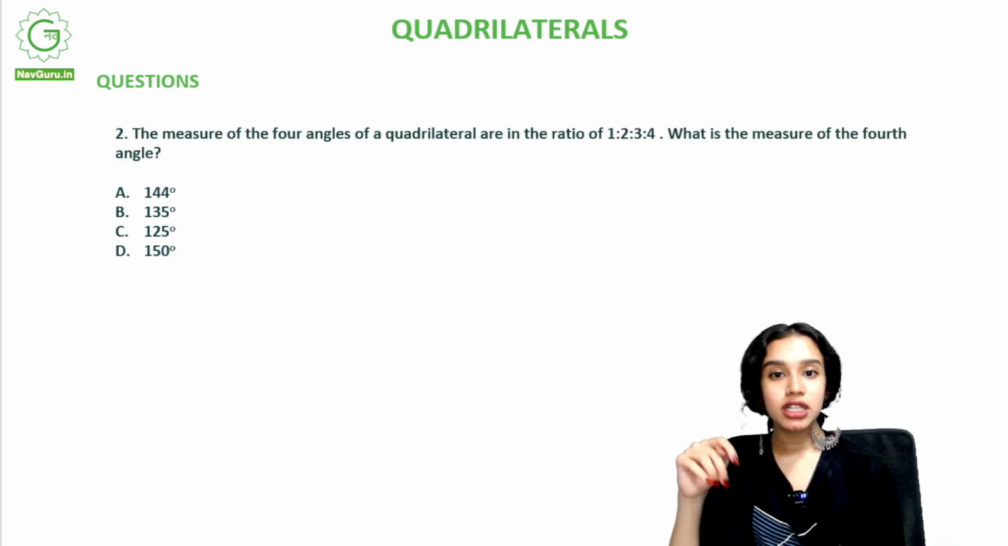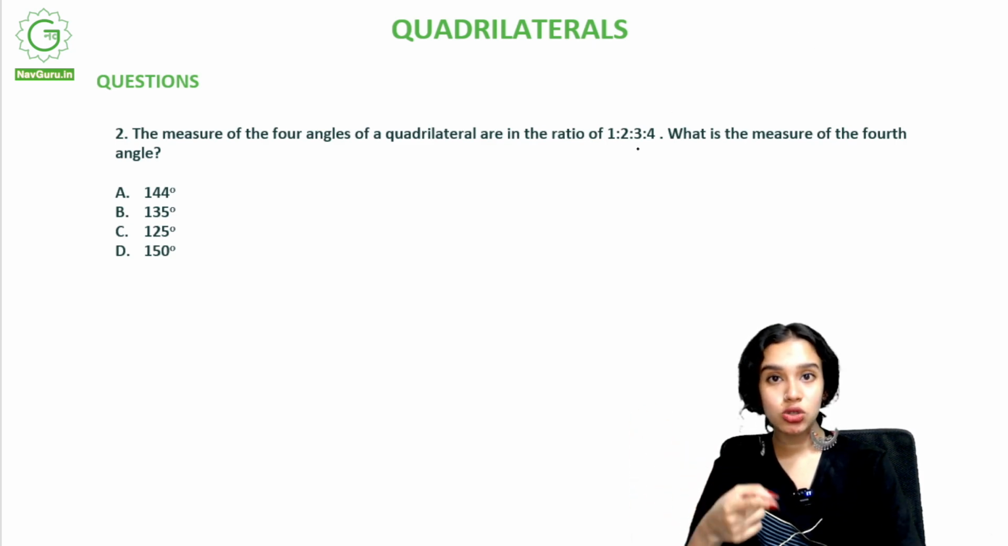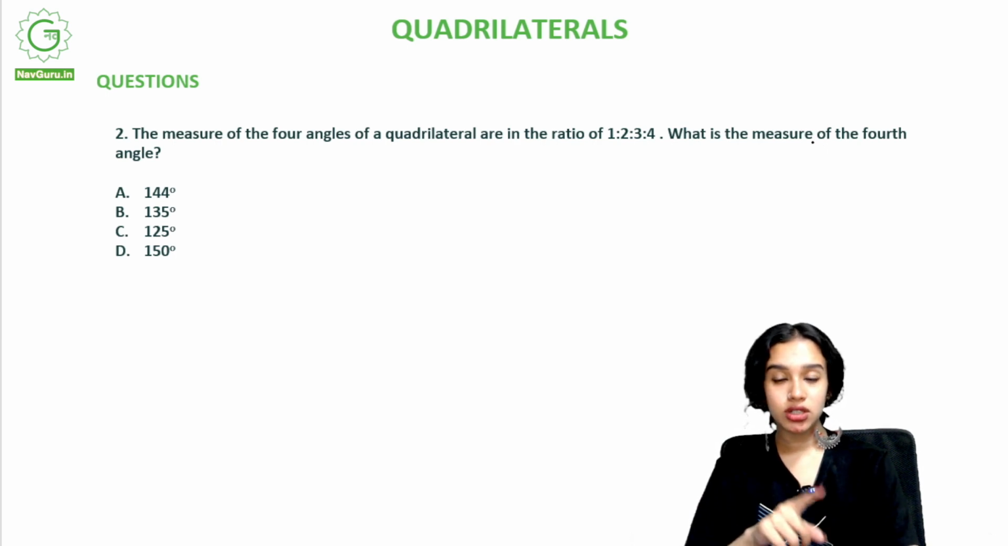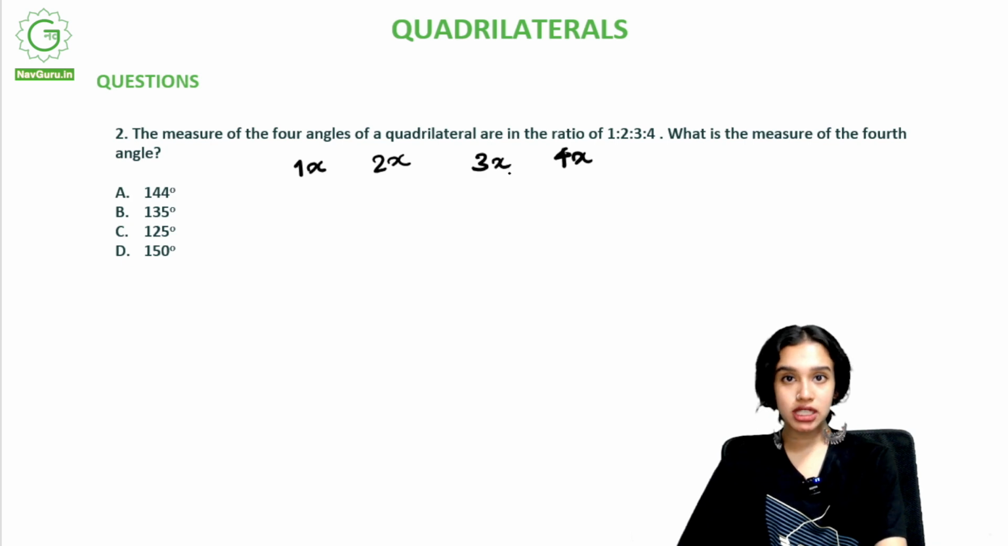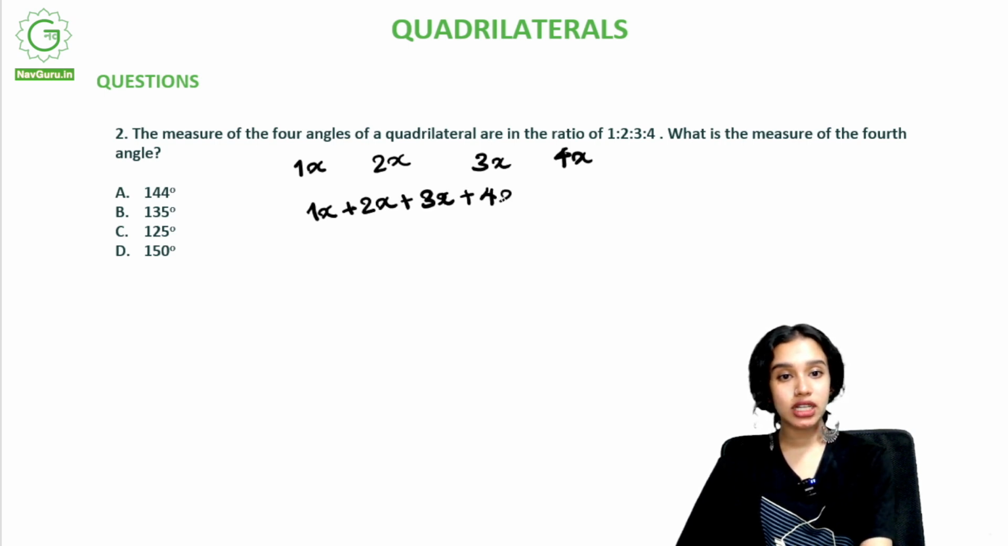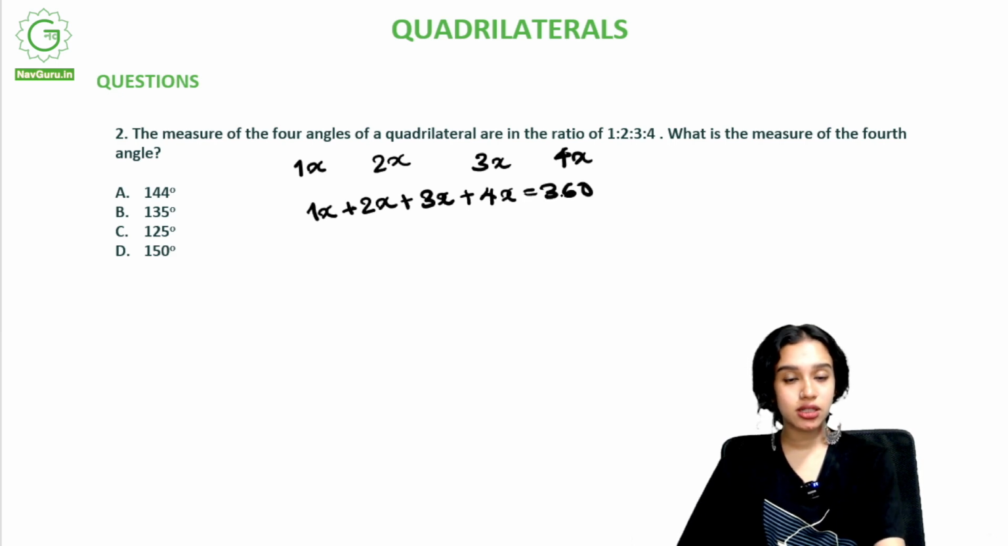Now, the next question: the four angles of a quadrilateral are in the ratio 1:2:3:4. What is the measure of the fourth angle? What does this mean? The angles are 1x, 2x, 3x and 4x, right? Now, what is the sum of the angles? It would be 360 degrees, right? Now, we could say that 1x plus 2x plus 3x plus 4x is equal to 360, right?